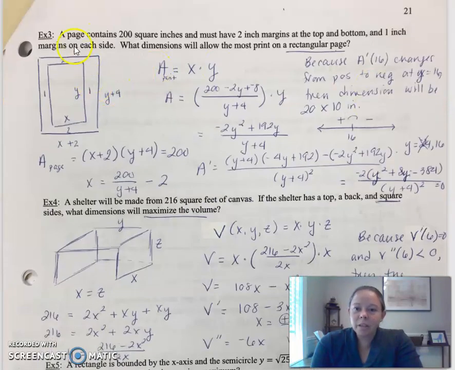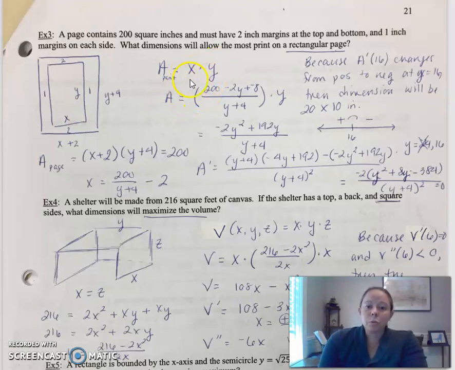Okay, here's another one. A page contains 200 square inches and must have 2-inch margins at the top and bottom, 1-inch margins on each side. What dimensions will allow the most print on the rectangular page? So the print is the inside, XY. So I made that what we're going to be optimizing. Okay. But again, just like normal, it's in terms of X and Y. So what else did they give us so we can get rid of that? A page contains 200 square inches. So that's the overall page.